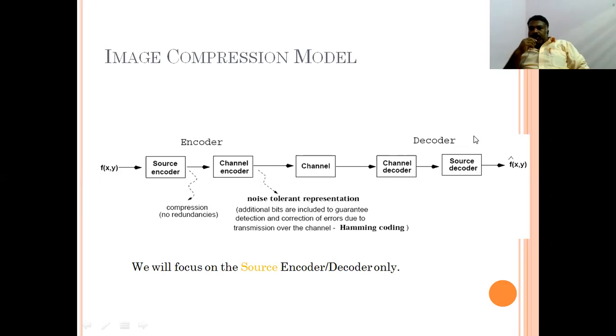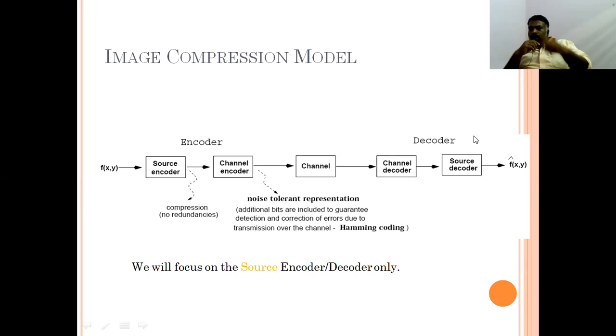On the encoder side, the source encoder performs the image compression based on information coding theory. Information coding theory provides the principles of coding redundancy, interpixel redundancy, and psychovisual redundancy. Of these three redundancies, we have to eliminate any one of them or completely eliminate them. Once we ensure there is no redundancy after that compression iteration, the data is transferred to the channel encoder.